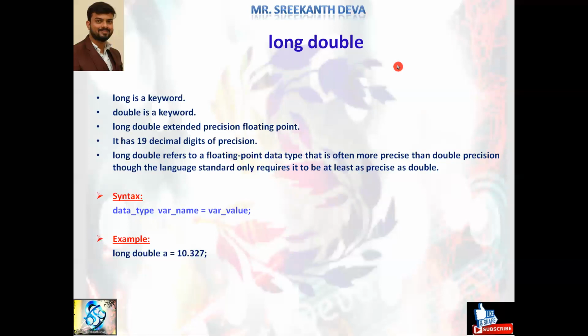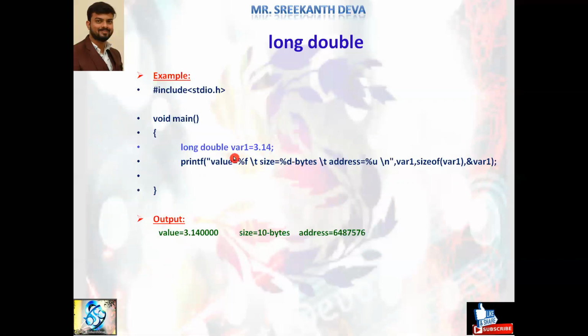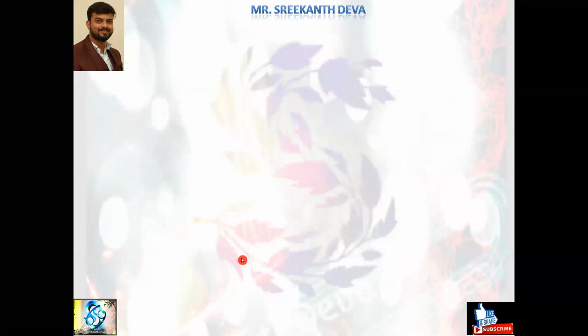Next I go with long double. Long is a keyword, double is a keyword. Long double is an extended precision floating point. It occupies more precision values compared to double type and float type. Long double is a data type. The variable name is a, any meaningful identifier name, I simply took a here. The value is 10.327. So this is the example program with the output.